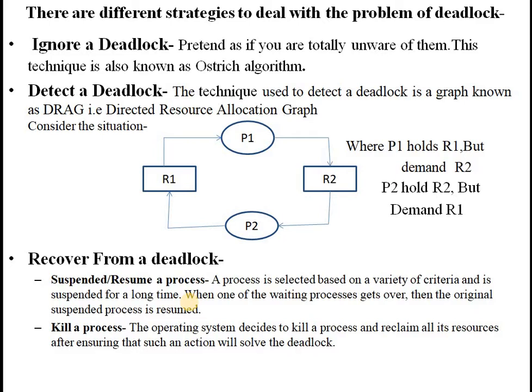And the second approach is to kill a process. The operating system decides to kill a process and reclaim all its resources after ensuring that such an action will solve the deadlock. But this solution, though simple, involves a loss of processes.